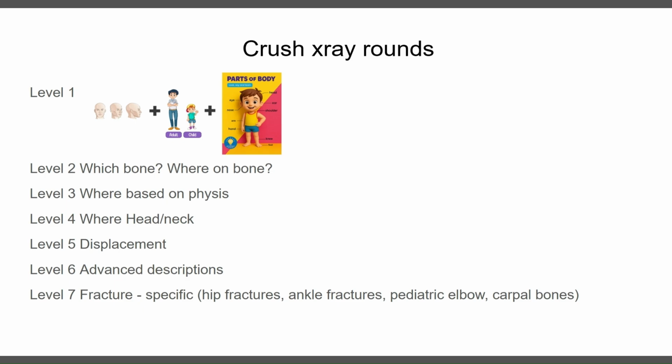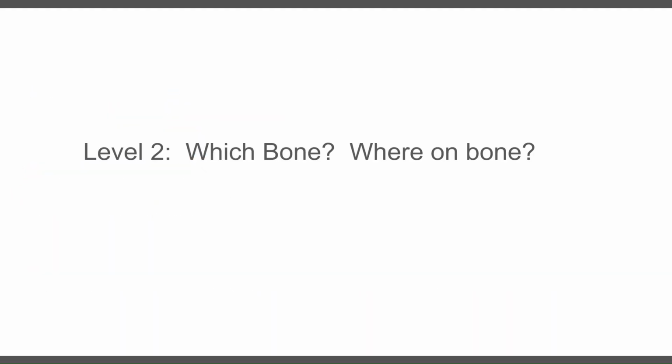In the last video, we talked about the first sentence out of your mouth will be which view, is it a kid or an adult, and what body part. Now, when reading X-rays out loud, there are levels to this, and I labeled them 1 through 7. In this next talk, we're going to talk about level 2 and 3.